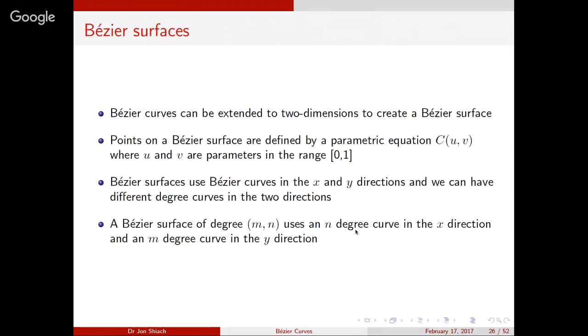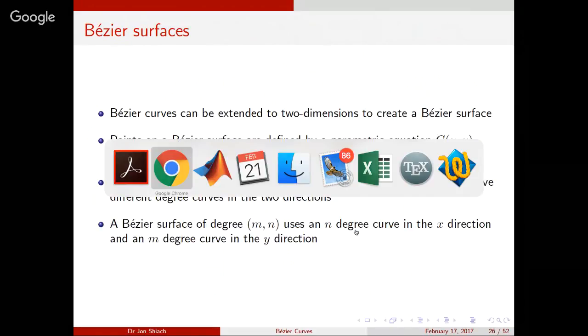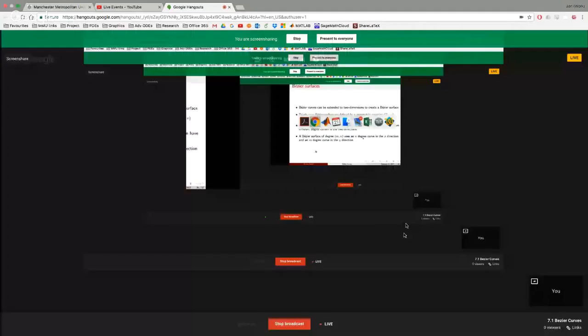In the next lecture, we'll be looking at going to 3D. Time's up now, so I'll cover this Bezier surface in the next lecture. Before we go, are there any questions on this? No. Okay.